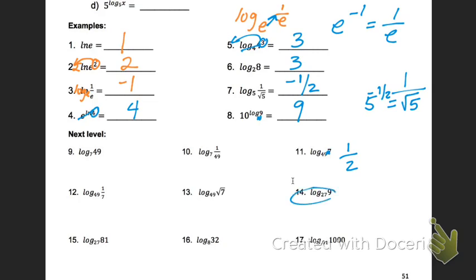Great, let's do number 14. So to go from 27 to 9, it's 1/3. No, it's not 1/3 because that would be 3. So it's 2/3. That's what I meant to say. But let's think about how I get this.